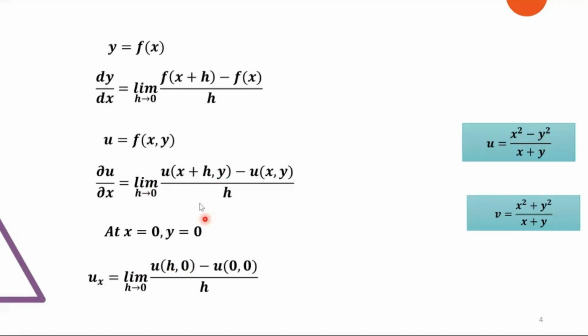Okay, so when x is 0, y is 0, we will get limit h tending to 0, u of h comma 0. Why x equal to 0? Because we have to show the CR equations at z equal to 0. Okay, अभी हमें ये function use करना है, u of h comma 0.